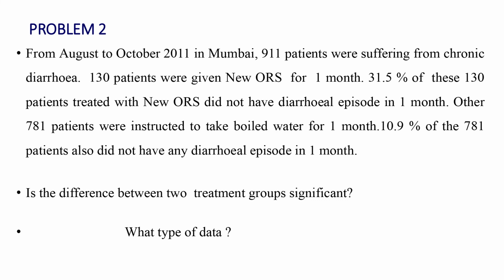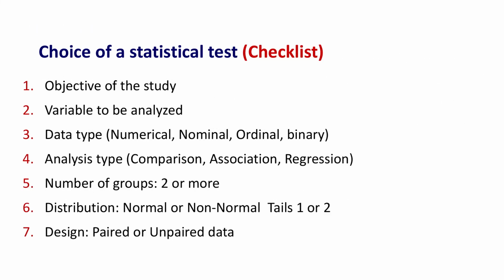So is there a difference between the two treatments being compared here? The two treatments compared here are new ORS versus boiled water. So the objective of the study is comparison. Okay, then you have to go for the checklist again. Objective, comparison; variable to be analyzed is diarrheal episode, present or absent. So what is the data type here? It is nominal because the diarrheal episode is present or not present.